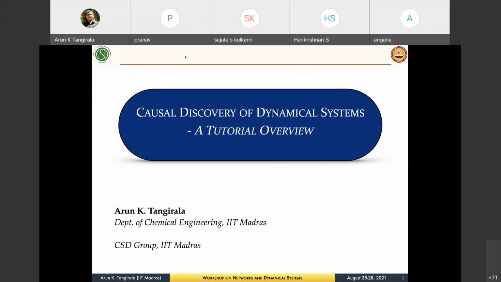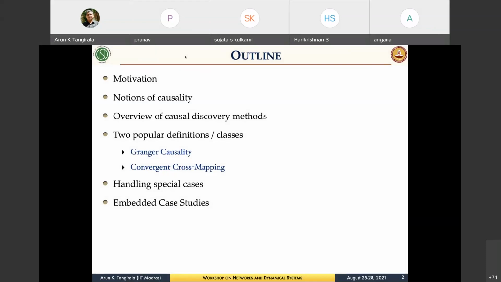The objective of this talk is to give you a tutorial overview of not only the developments in this field, but also obviously because this is a tutorial talk, I'll spend some time on the basic concepts associated with causality, especially in dynamical systems. There is a lot of causality analysis done in static systems or probabilistic systems where there is no dynamics and so on. But this talk will focus on dynamical systems, and then I move on to give you an overview of the causal discovery there.